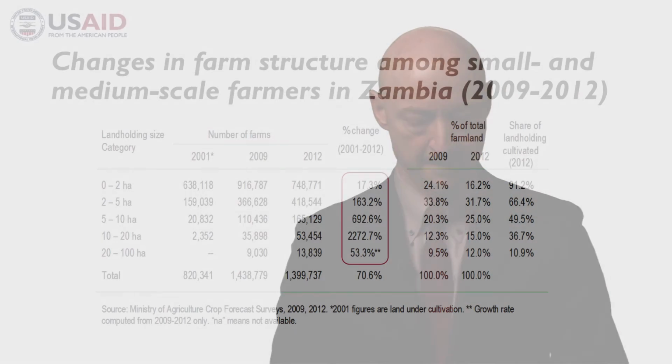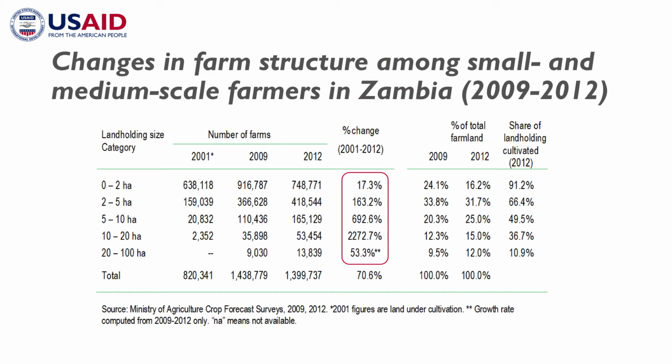Here's Zambia once again. Each year, the government of Zambia implements these large-scale surveys that allow us to analyze trends over time. If you look at this graph, in 2001, this shows the number of farms that were existing in Zambia, disaggregated by farm size. If we take the 0 to 2 hectare group, it increased from 638,000 farms in 2001 to 748,000 farms about a decade later. So that's a 17% rise over that 10 or 11 year period.